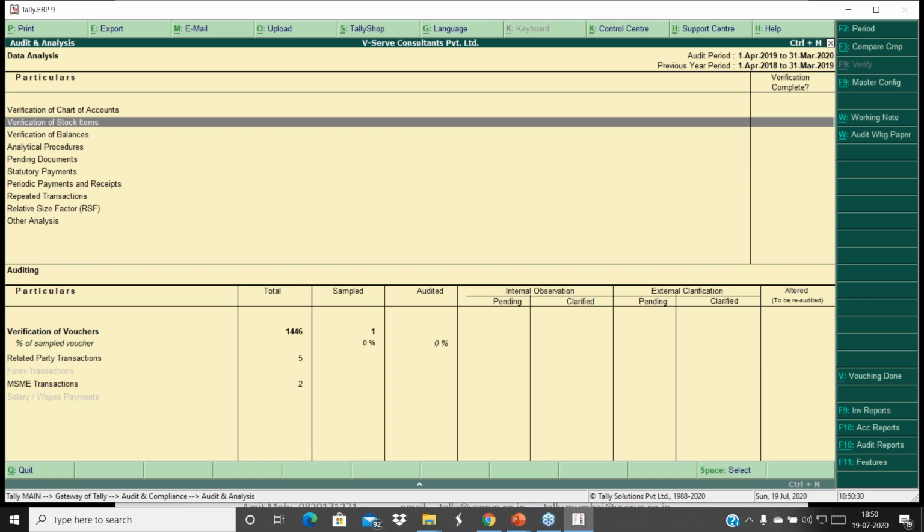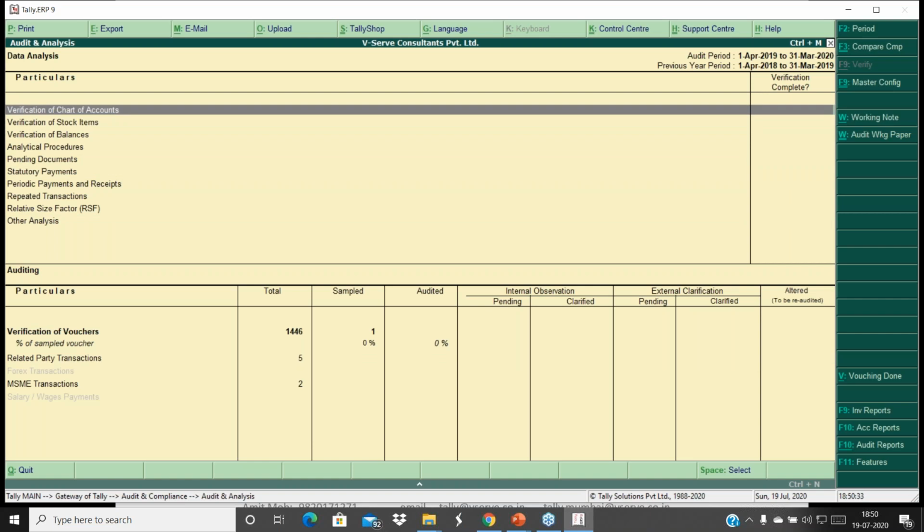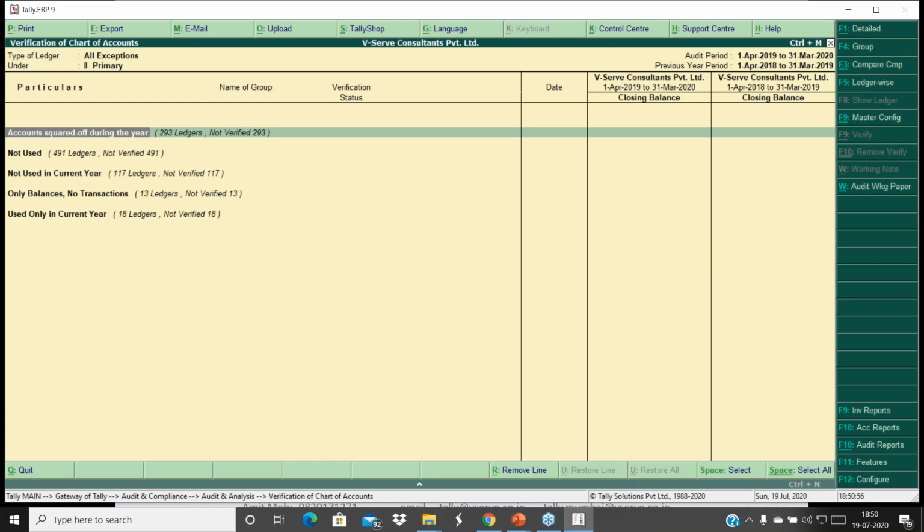To begin with, I can start off with the chart of accounts. I can verify the chart of accounts. Normally, whatever logic we apply by taking a dump of a trial balance and then doing analysis of a trial balance in Excel, almost the entire activity is available here in Tally itself at the press of a button. Just press verification of chart of accounts and it gives you a report of all the ledgers: accounts squared off during the year, accounts not used during the year, accounts not used in the current year, only balances with no transactions, and used only in the current year.